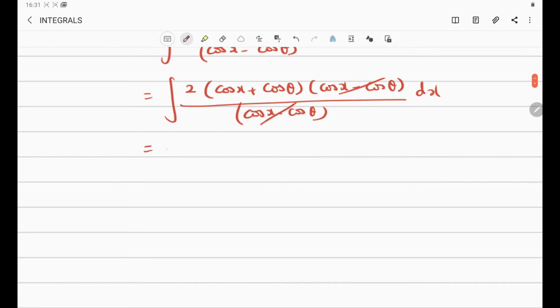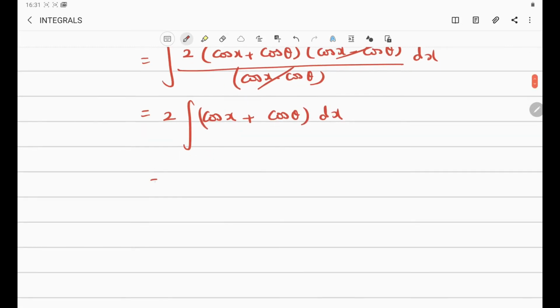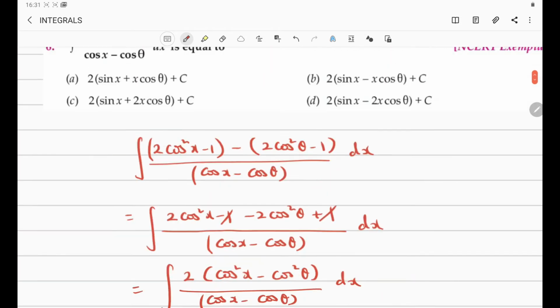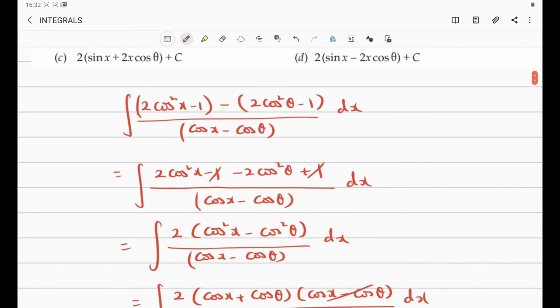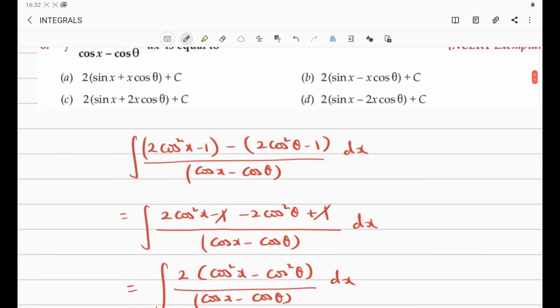So, 2 is a constant, we write it out into the integral of cos x plus cos theta dx, and the integral of cos x is sin x. So, 2 sin x plus 2 cos theta, since cos theta is a constant, into x plus the constant of integration c. So, the right answer is 2 sin x plus 2 cos theta into x plus c.